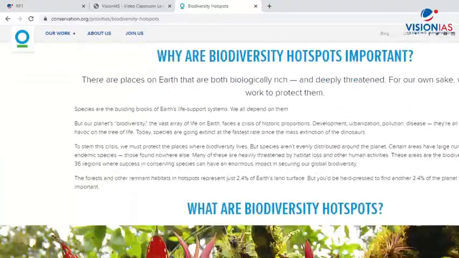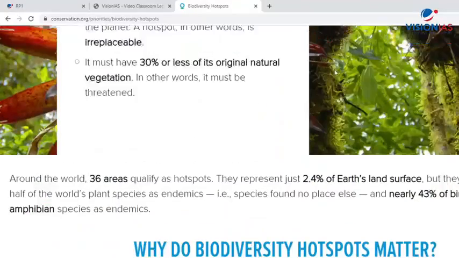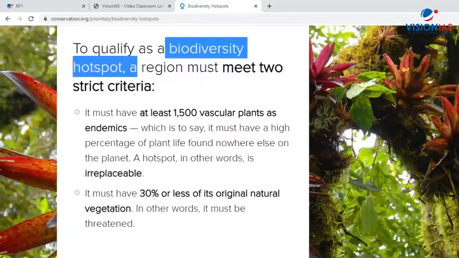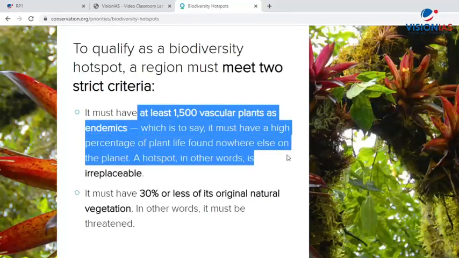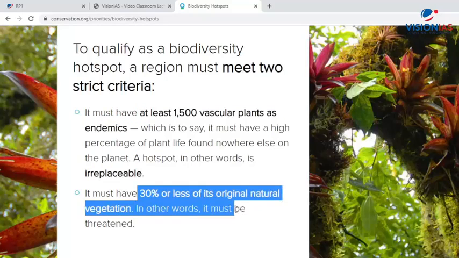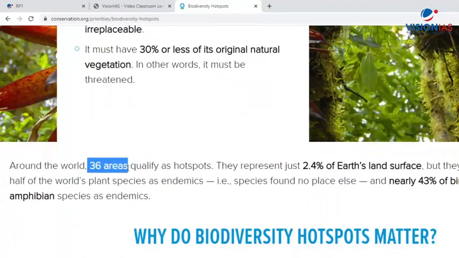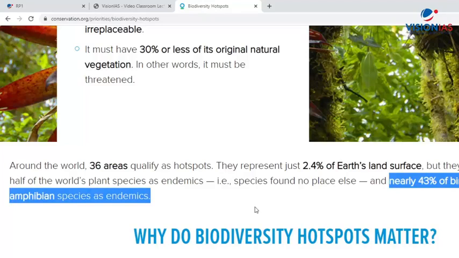And what I wrote on the map, see here, what is given here? To qualify a particular region as a biodiversity hotspot, at least 1,500 vascular plants must be endemic. High percentage of plant life found nowhere on the planet. And it must have 30% or less of original vegetation. That means it must be threatened, more than 70% loss. And I have already said 36 areas are there. But it also has other species. Nearly 43% of bird, mammal, reptile, amphibian species are endemic there.